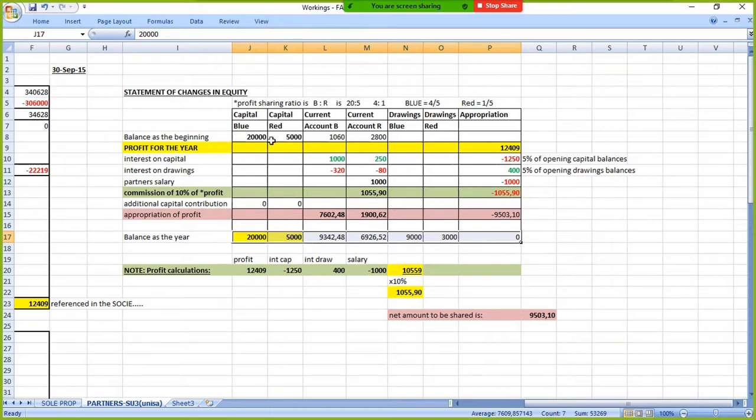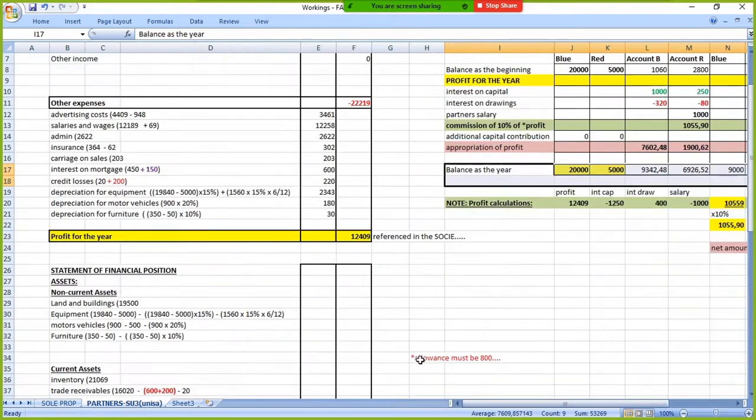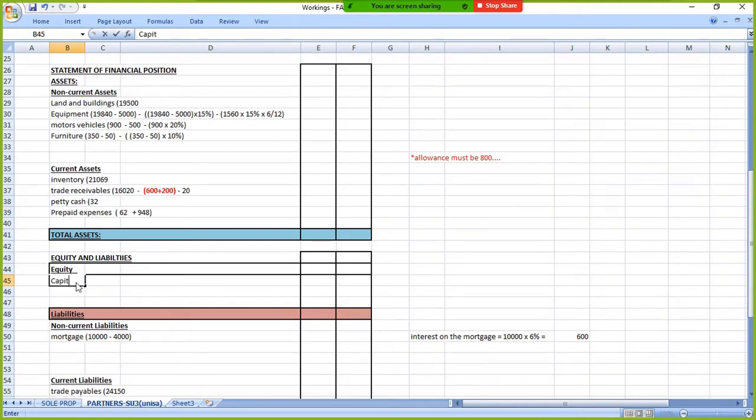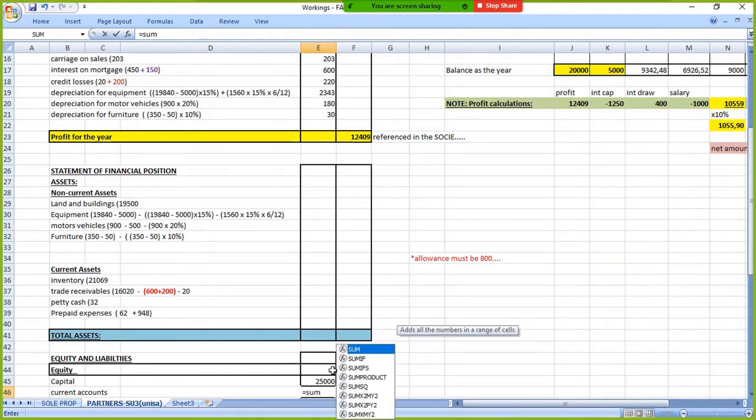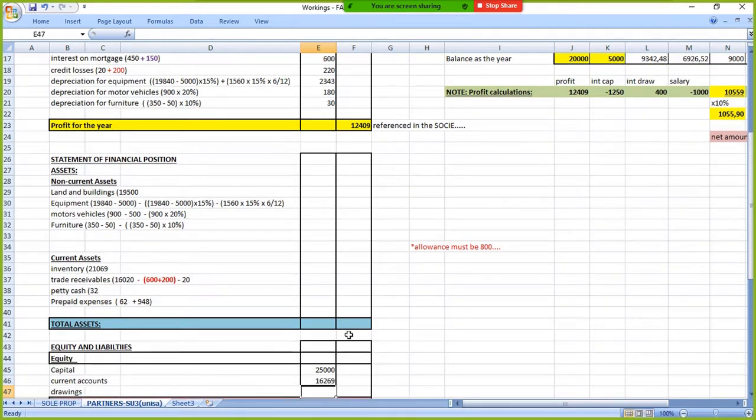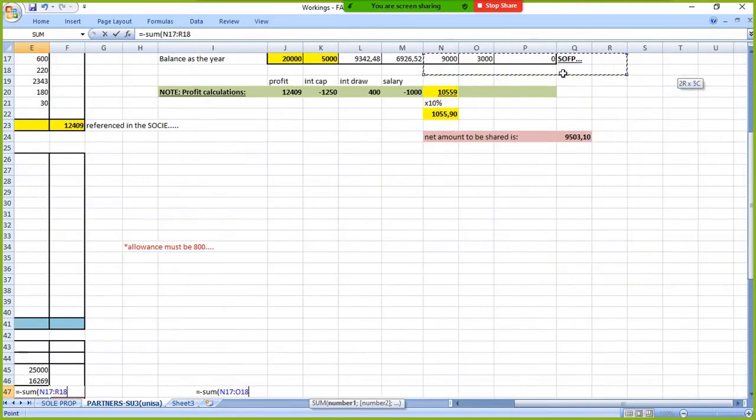Right, where do these balances go? These balances go in your statement of financial position. Okay, so I'm going to take those balances and reference them on the face of the statement. Here, equity. I'm going to show capital. I'm going to show current accounts. And I'm going to show drawings. All right, the capital is going to equal the sum of those two amounts. Okay, the current account is going to equal the sum of those two amounts. The drawings is going to equal the sum of those two amounts.